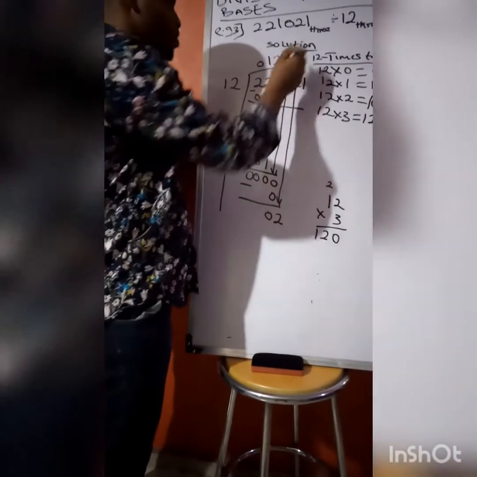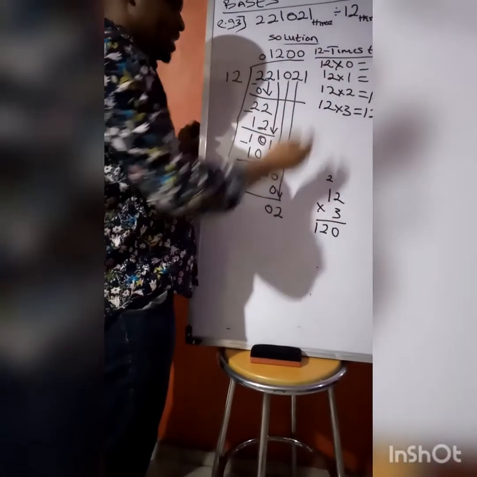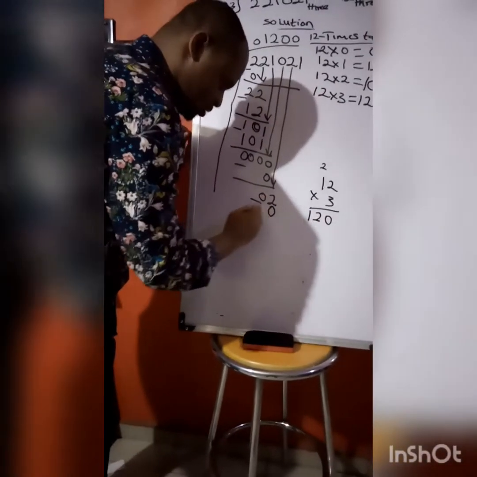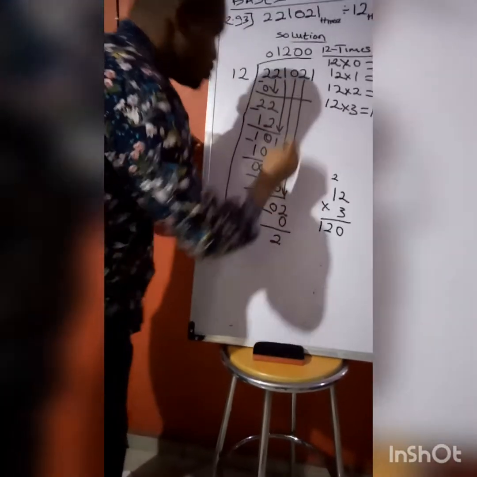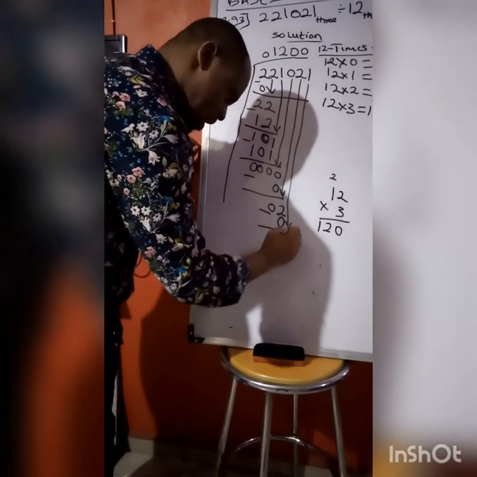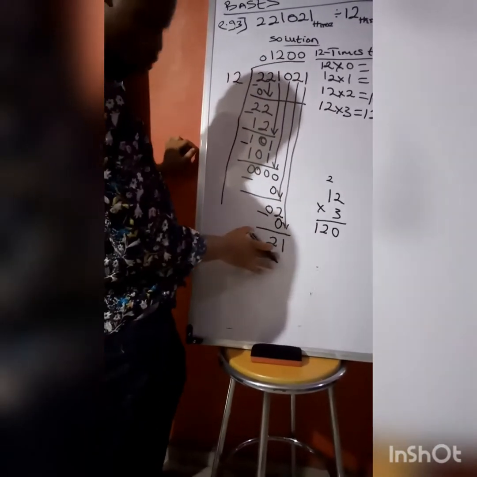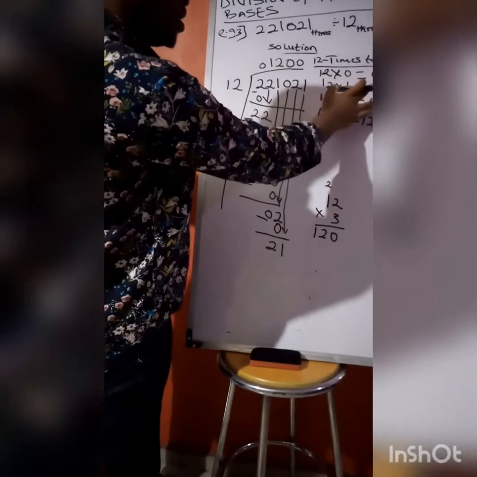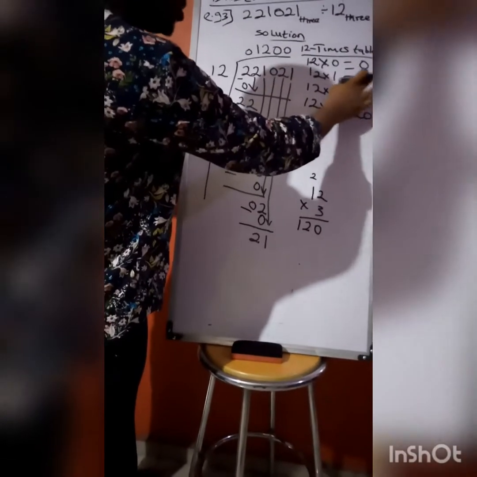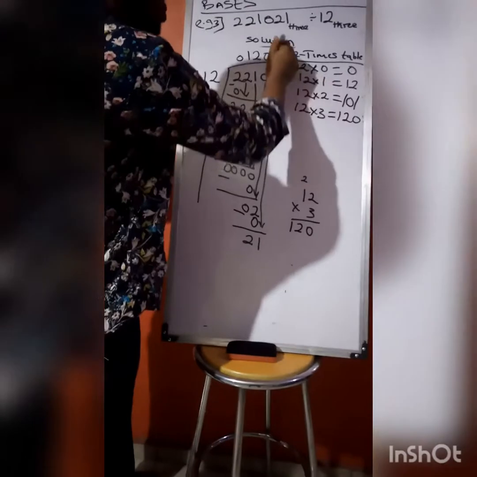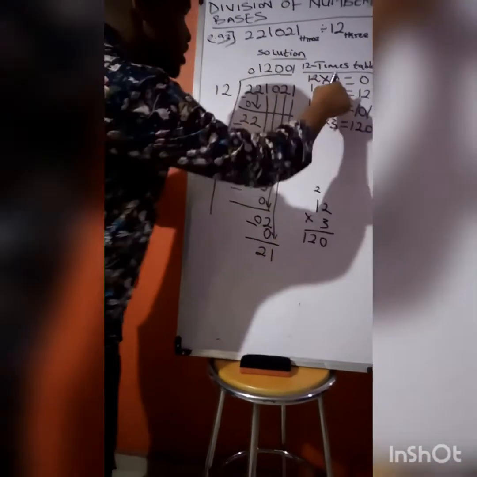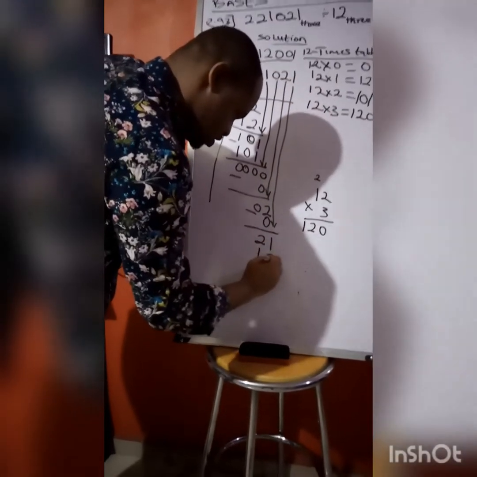12 into 2 is 0. It cannot go. So 0 times this is what? 0. If you subtract, you'll be having 2. Then finally you bring down the last digit, which is what? 1. 12 in 2, 1. Let's look for 2, 1. After 1, 2, the next one is a big number, 101. So it is this value that is possible, which is what? 1 time. 1 times 12 is what? 1 times 12 is 12.